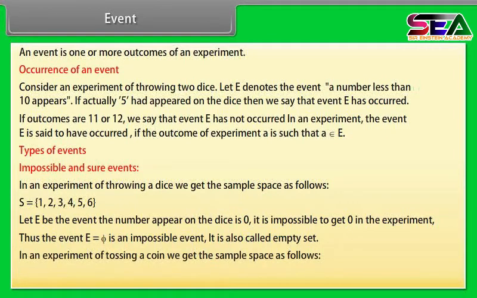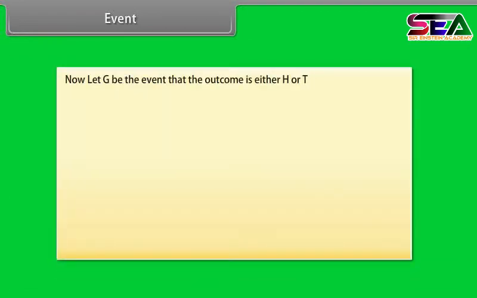In an experiment of tossing a coin, we get the sample space as follows. S is equal to H, T. Now let G be the event that the outcome is either H or T. Thus, the event G is equal to H, T is a sure event.